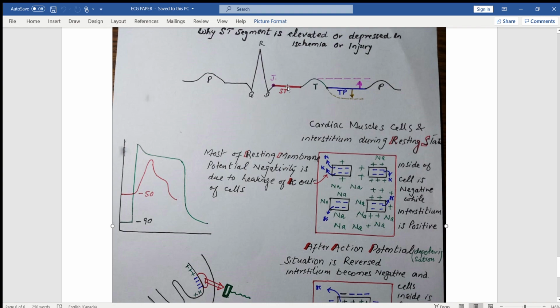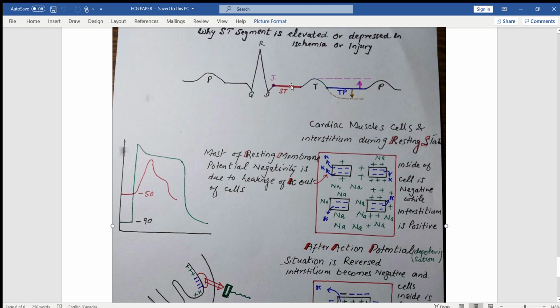elevation. Actually, students, it is not the ST segment which is elevated or depressed. It is the TP segment which is elevated or depressed. But it looks like there is an ST segment depression or ST segment elevation. So normally, ST segment depression is a sign of ischemia or subendocardial infarction, while ST segment elevation, where the TP segment is depressed, is a sign of acute infarction.